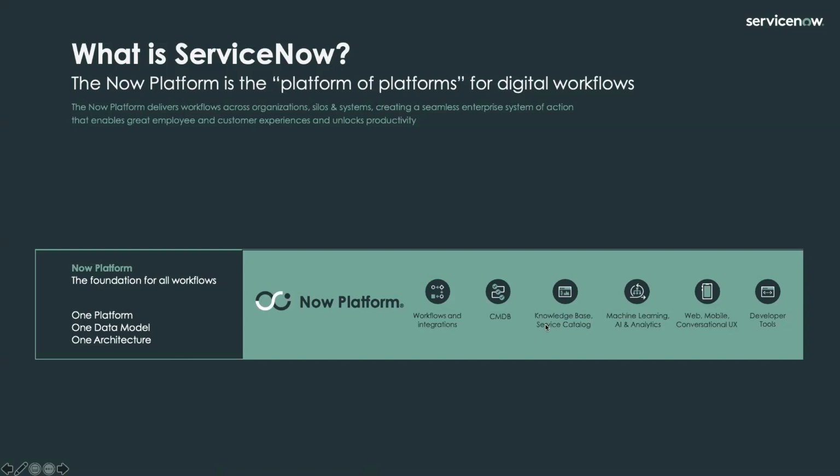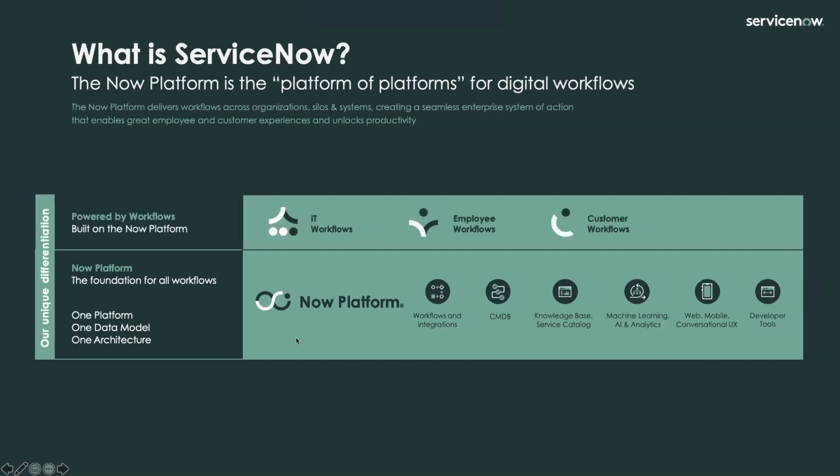We also have our knowledge base and service catalog. That knowledge base is for end user support on information they may be looking for. The service catalog is to provide information on products your organization or enterprise has to offer them. And this is really all fueled by our machine learning, AI, and analytics that enhances those capabilities. We have our web, mobile, and conversational tools that we'll talk about shortly. And we do have our developer tools. While we are a low-code, no-code platform, we do use JavaScript and integrations as the industry standard stands today.